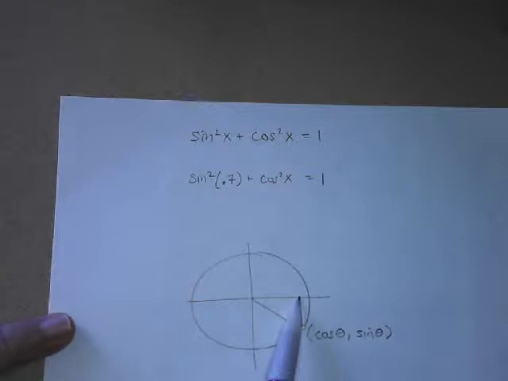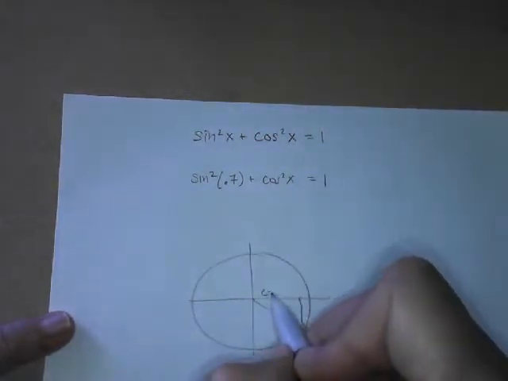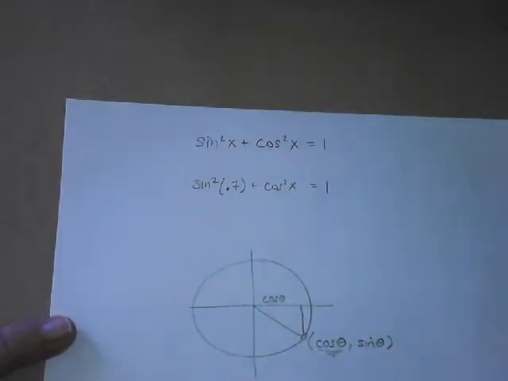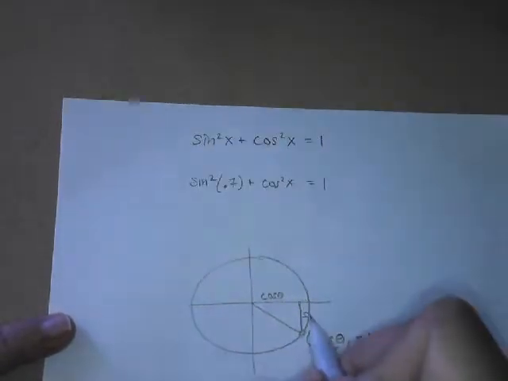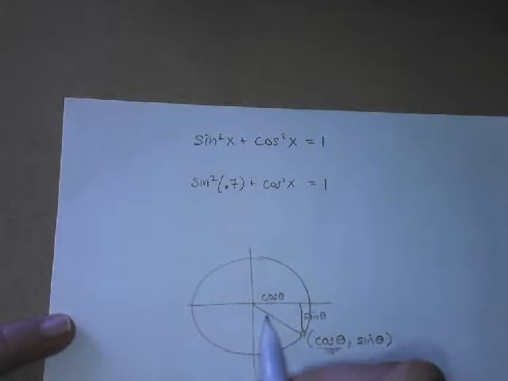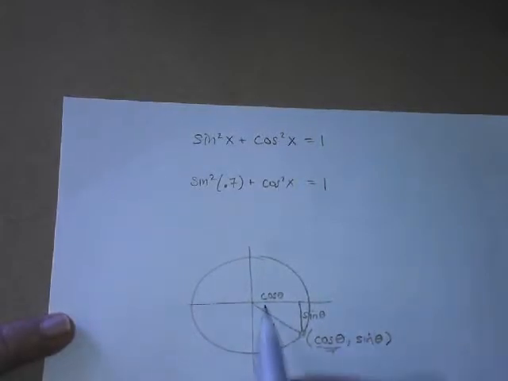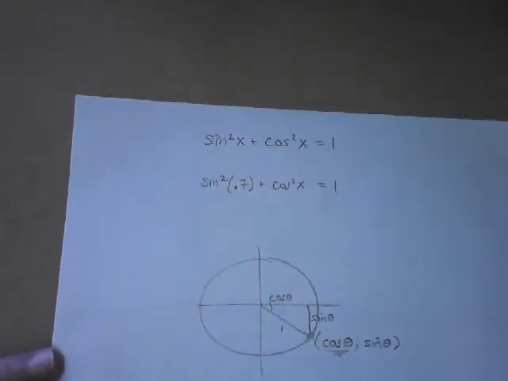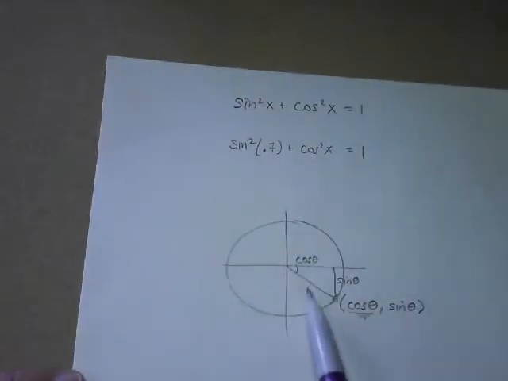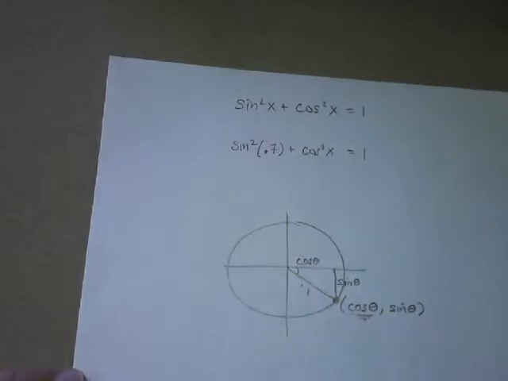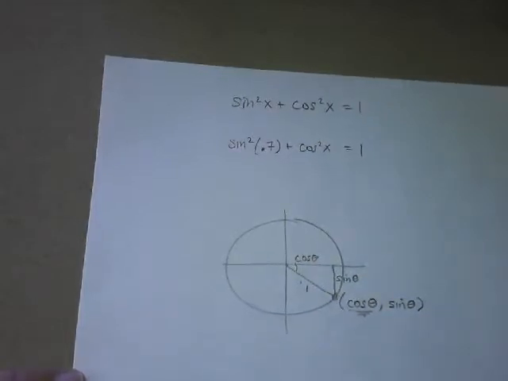And since my x-coordinate is cosine theta, I would name this cosine theta. My y-coordinate is sine theta, I would name this sine theta. And it's the unit circle, so that's 1. So, obviously it makes sense why sine squared of theta plus cosine squared of theta equals 1. It comes from the Pythagorean theorem. That's why it's called the Pythagorean identity. So it does tie into all this.